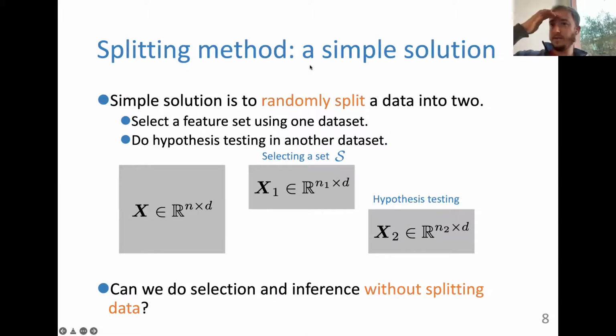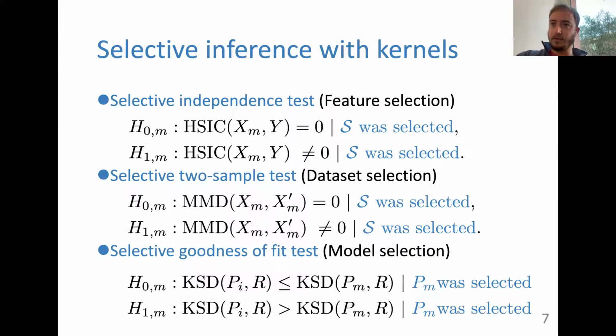Hi, can I ask a question? Yes, yes. So basically, you pick a feature M, and then you decide to test just that feature with a label. Is that what you're doing? Yes, yes. Okay, so that's for the selective independence test.